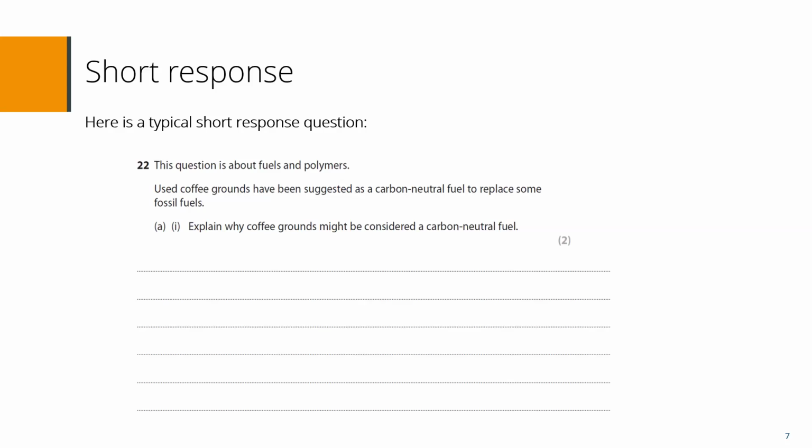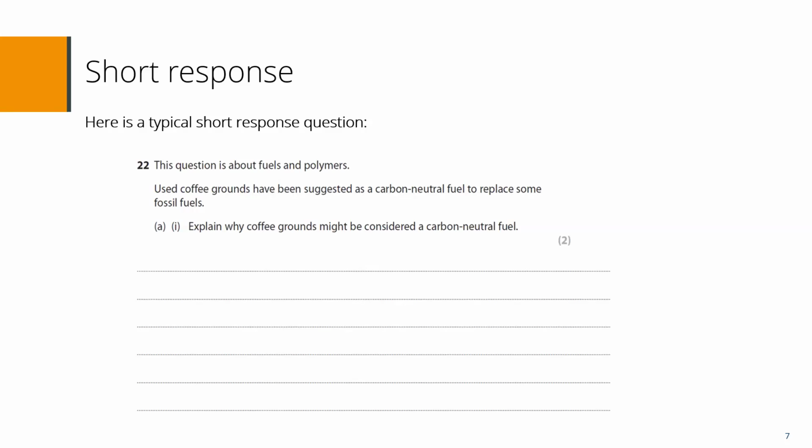For the student's writing, sorry, not for marking, for the student's answer. This leads many candidates to think that in order to gain the 2 marks, they have to fill up all 6 lines. This is very, very far from the truth.